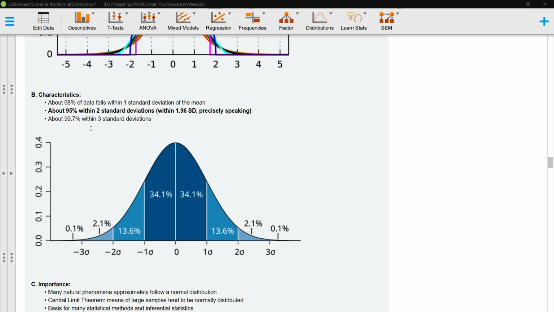So you remember that the standard score of the normal distribution can be translated in terms of the probability or the proportion of the relative location. Okay.